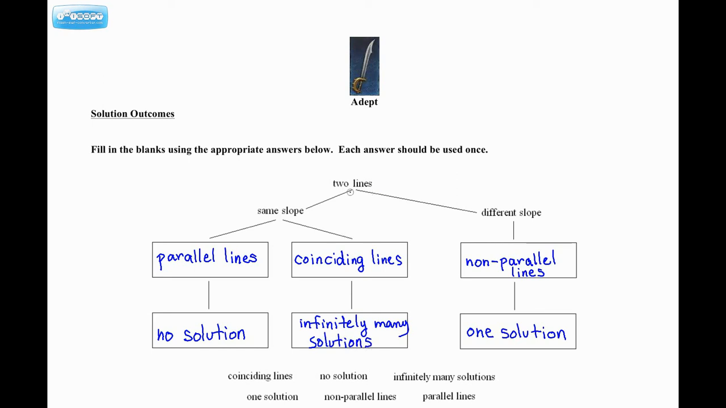Okay. Start off with 2 lines, determine whether the slopes are the same or not. If they're not, then we've got non-parallel lines, which implies one solution. If the slopes are the same, we need to determine, is it because they are parallel or are the lines coinciding? So if they are parallel, we have no solution. If they are coinciding, infinitely many solutions. So there we go.